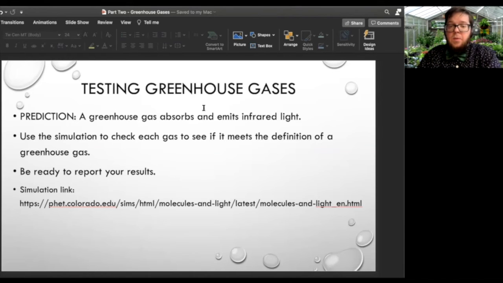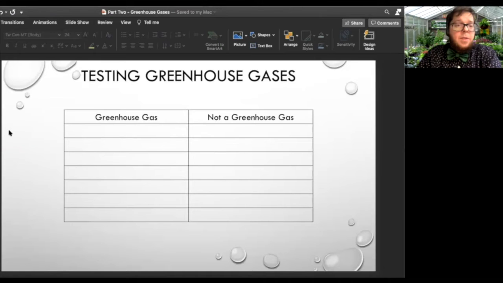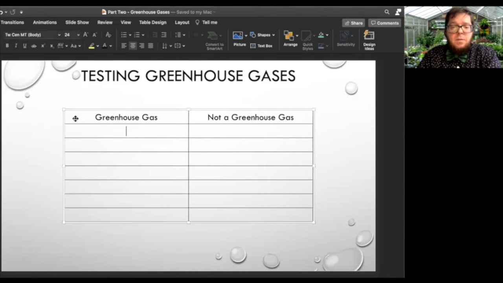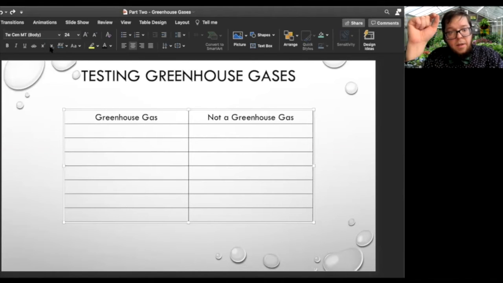And I'm going to go over here to a table. It's a very simple table: greenhouse gas or not a greenhouse gas. So when you have a result to report, let me know. You'll know if one of these gas molecules absorbs and re-emits infrared radiation if, when you see the little red colored infrared light hit it, it wiggles and then re-emits it at a random angle.